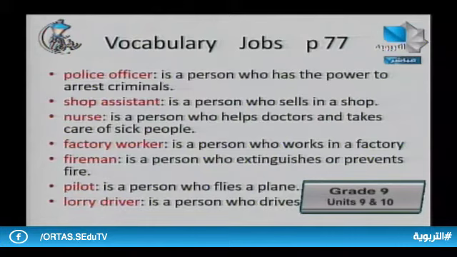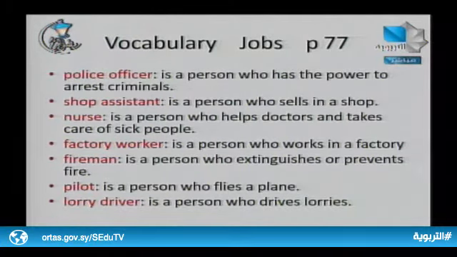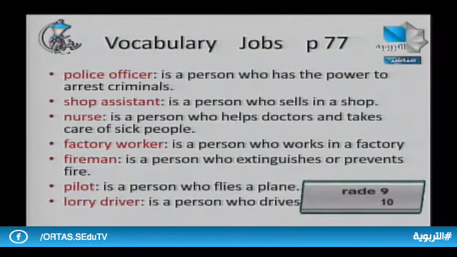Pilot. Pilot, yes, is a person who flies a plane. A plane. Okay. Lorry driver is a person who drives lorries. Lorries, yes. Lorries are big trucks. Truck is American. Yes.